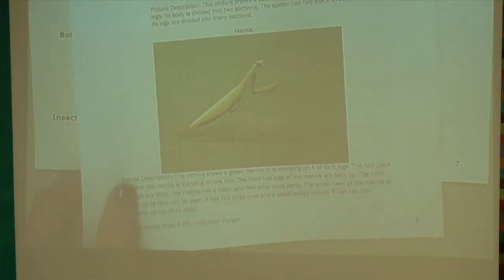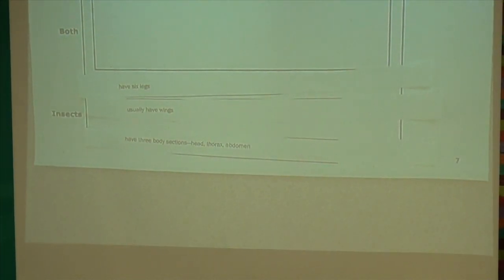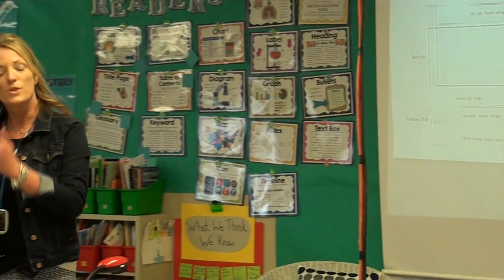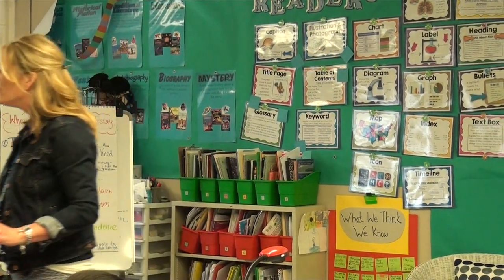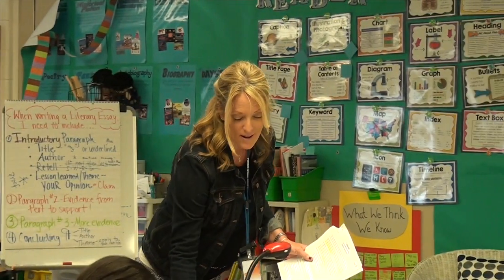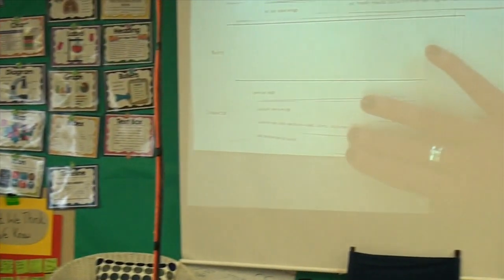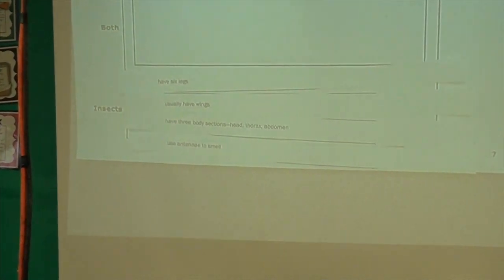All right, what other characteristics do you know about an insect? Giovanna? Use antenna to smell. I'm sorry, say again? Use antenna to smell. They do use their antenna. And what do they use it to do? That's really interesting. Smell. They use their antenna to smell.